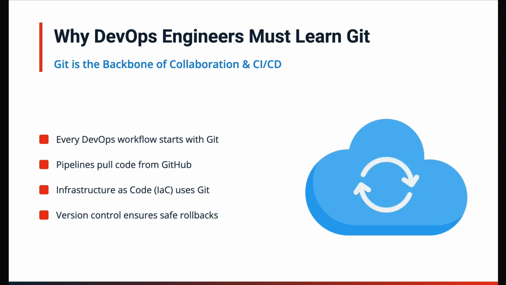Think of DevOps as a workflow. Developers write code, push to GitHub, pipelines run, and the application deploys. Without Git, this entire workflow simply doesn't exist. So learning Git is like learning the alphabet before learning a language. It's the base of everything else we do.